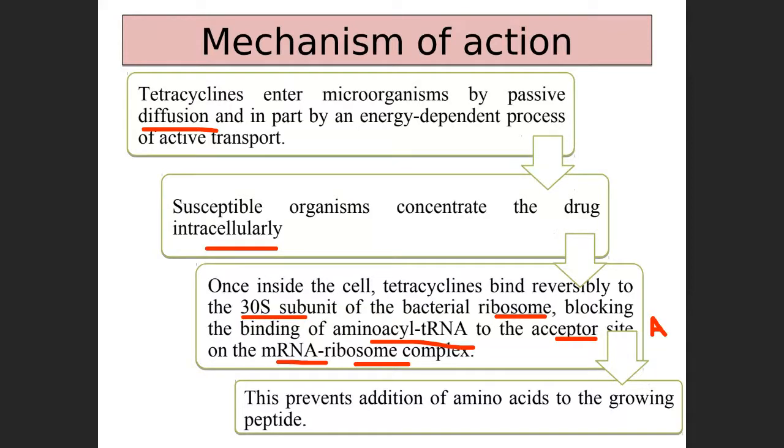Now because of this, what is happening? It is preventing the addition of amino acids to the growing peptide. As the amino acids are added, it leads to the formation of protein, so it is inhibiting the addition of more and more amino acids. This is how the tetracyclines are causing an inhibition of protein synthesis within the bacteria and showing a bacteriostatic effect by inhibiting the synthesis of protein.